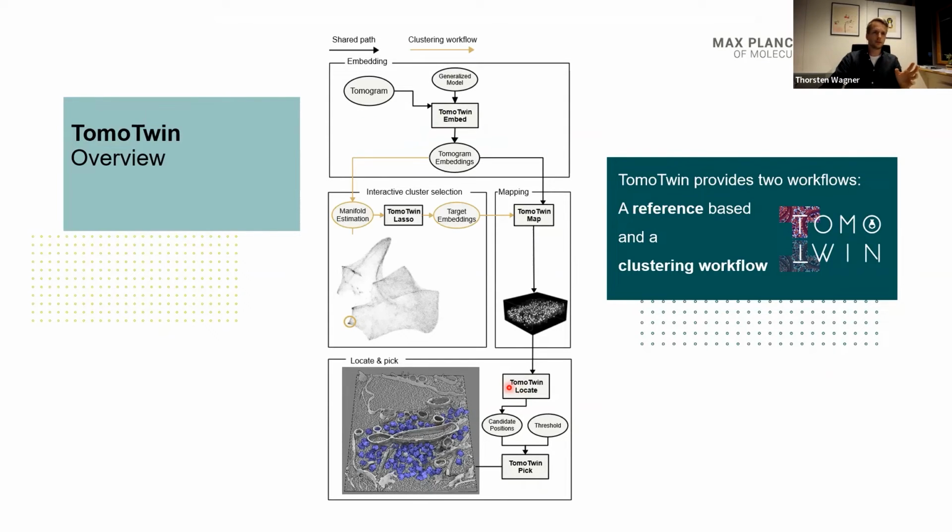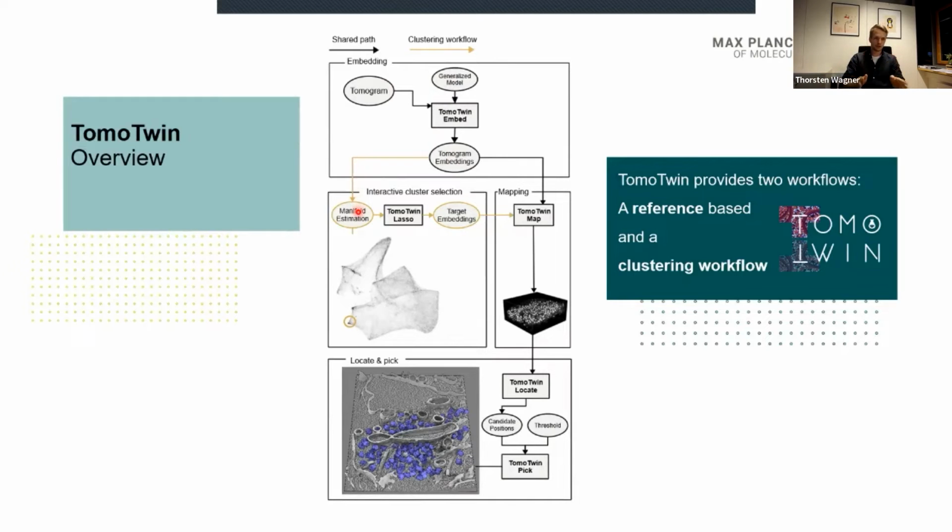Here you see the reference disappeared. You still have your tomogram and the generalized model as input. You calculate your tomogram embeddings, but then you project those high-dimensional, 32-dimensional embeddings onto a lower dimensional space. And for those who are interested, this is a classic UMAP. So you have your two-dimensional map here, and then you circle clusters that you think might be interesting.